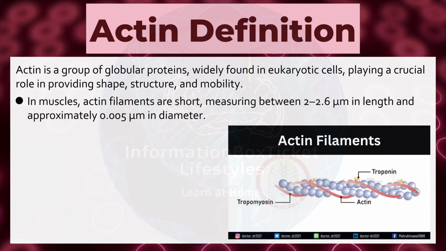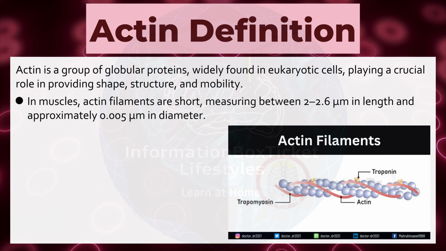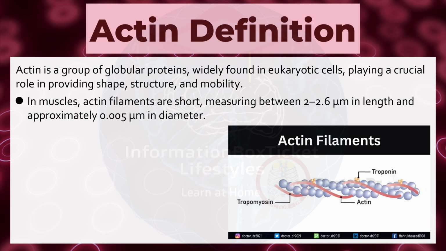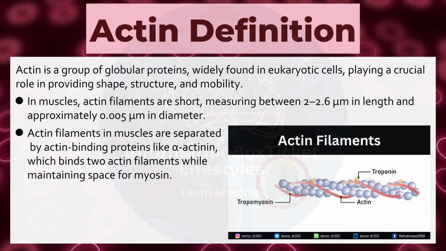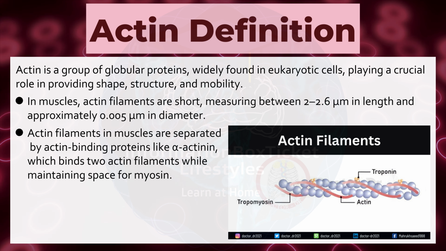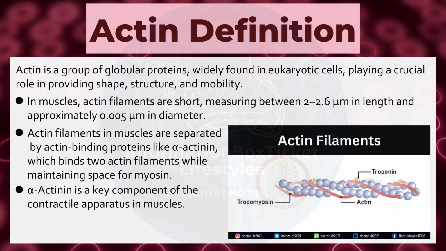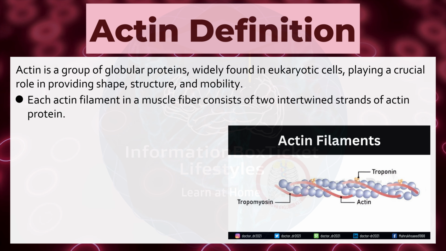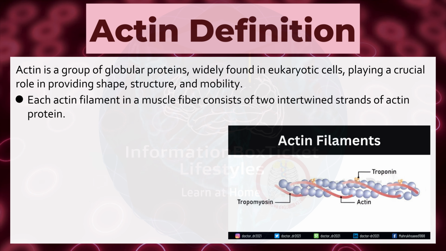In muscles, actin filaments are short, measuring between 2 to 2.6 micrometers in length and approximately 0.05 micrometers in diameter. Actin filaments in muscles are separated by actin-binding proteins like alpha-actinin, which binds two actin filaments while maintaining space for myosin. Alpha-actinin is a key component of the contractile apparatus in muscles. Each actin filament in a muscle fiber consists of two intertwined strands of actin protein.